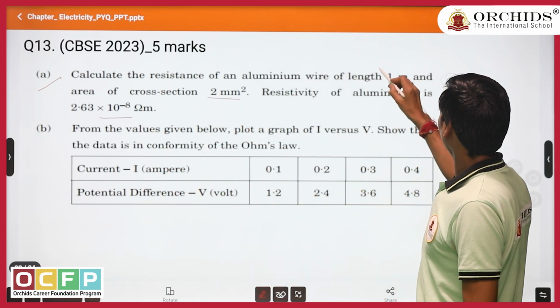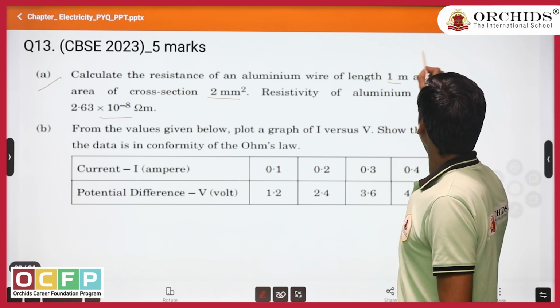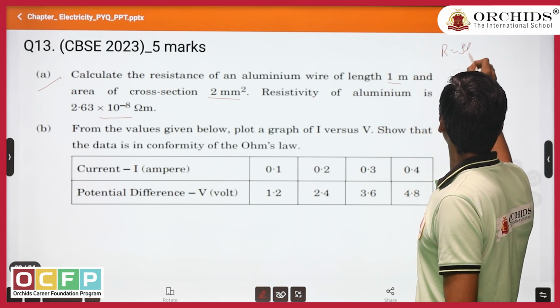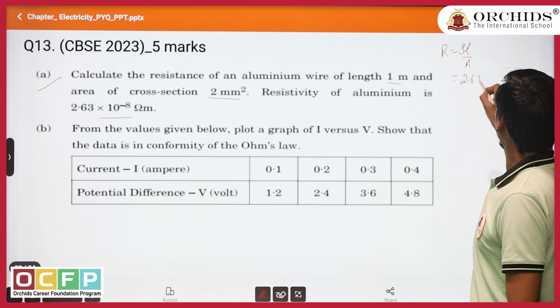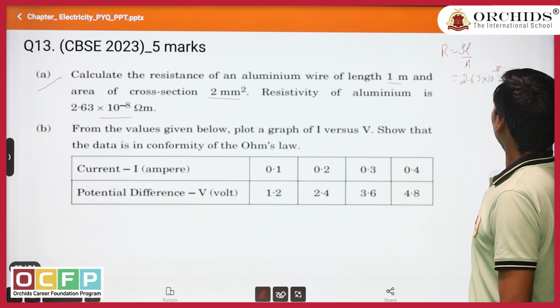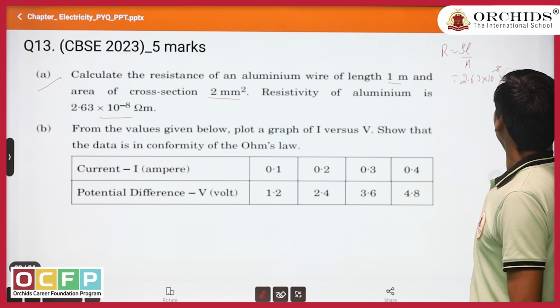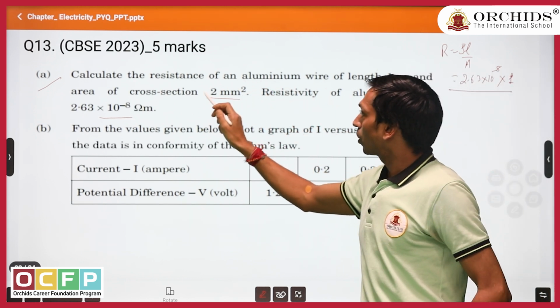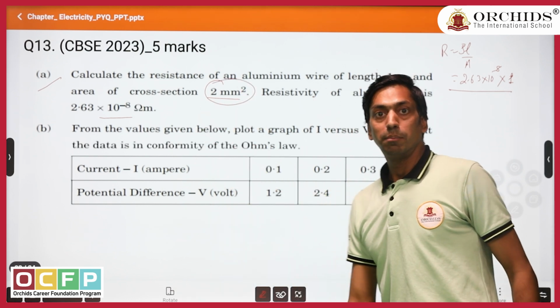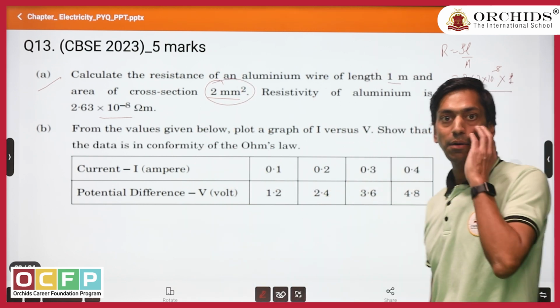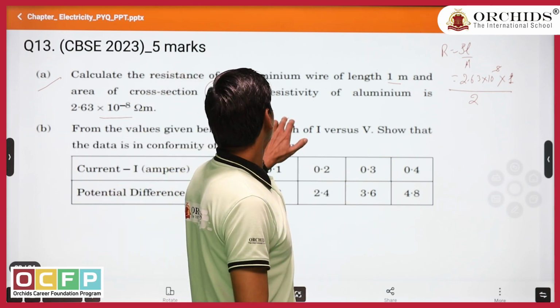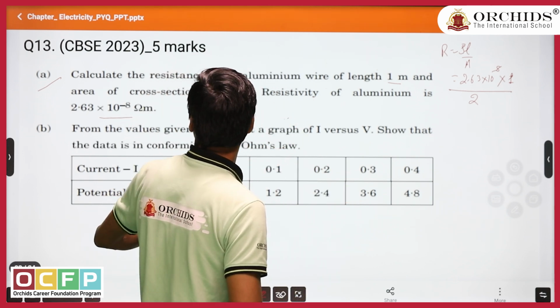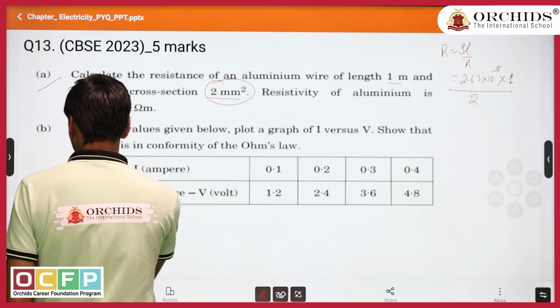So again we have to apply the same formula, R is equal to how much? Rho L by A. So the resistivity is 2.63 into 10 to power minus 8, multiplied by the length of the wire, 1 meter, divided by the cross-sectional area of the wire, 2 millimeter square. So we have to convert the 2 millimeter square first.